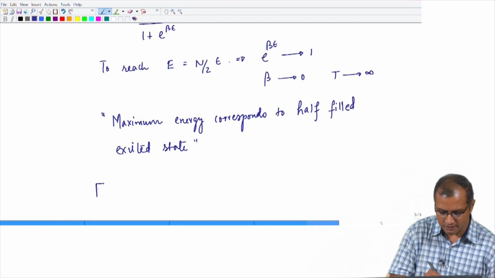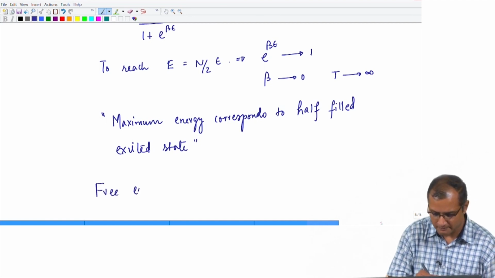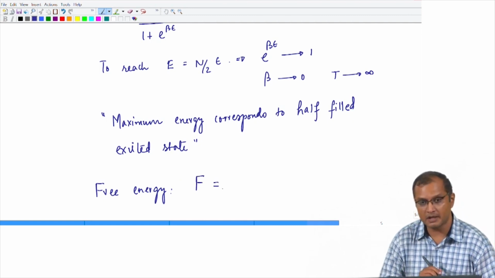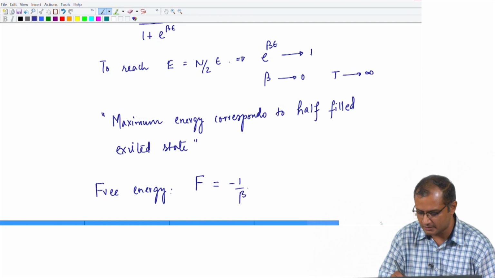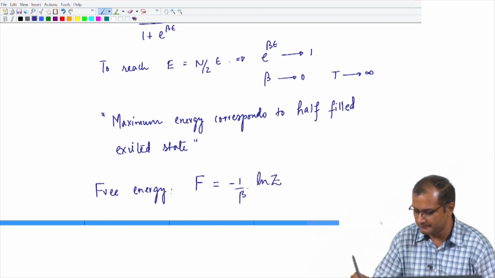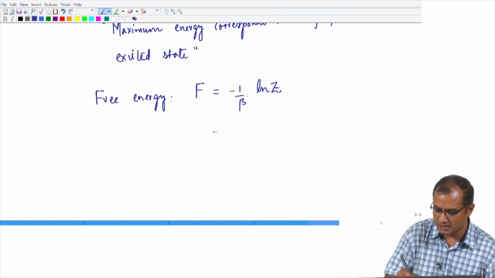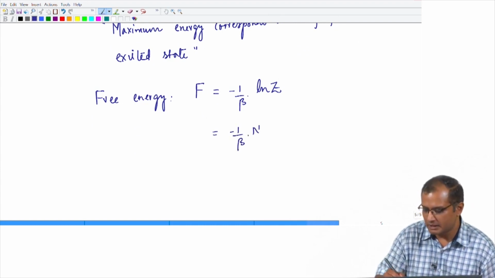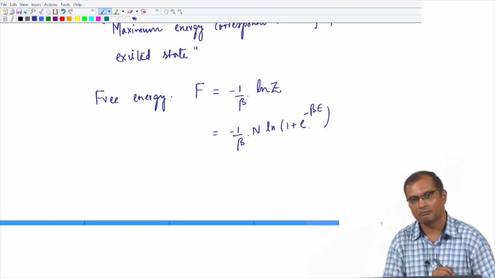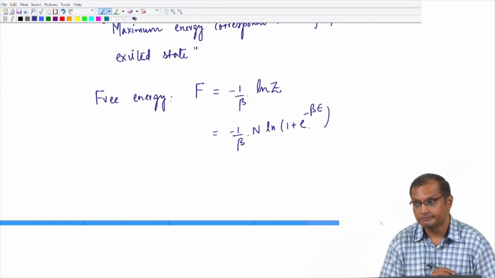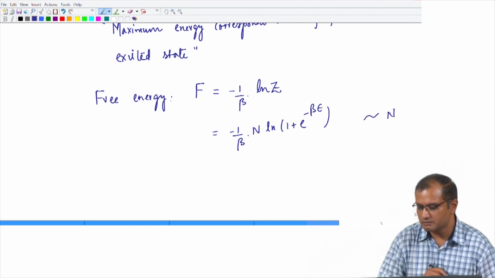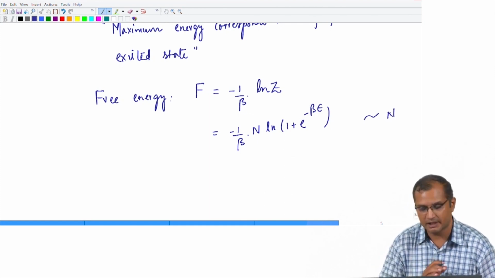Now, the free energy here, another very important thermodynamic quantity, is nothing but negative 1 over beta times the logarithm of z. So, the logarithm of z is nothing but n times the logarithm of (1 plus e raised to minus beta epsilon), which again as usual scales with n because beta is intensive.